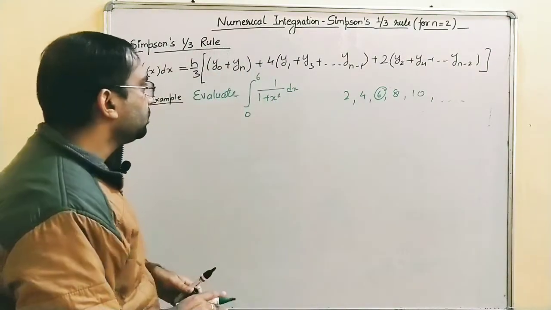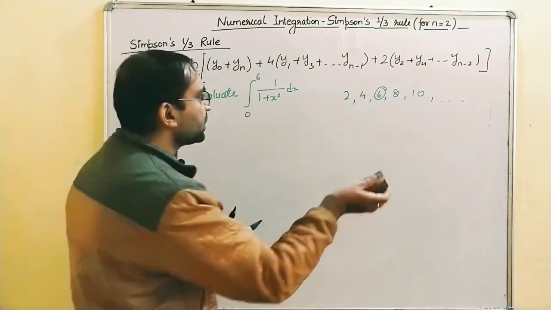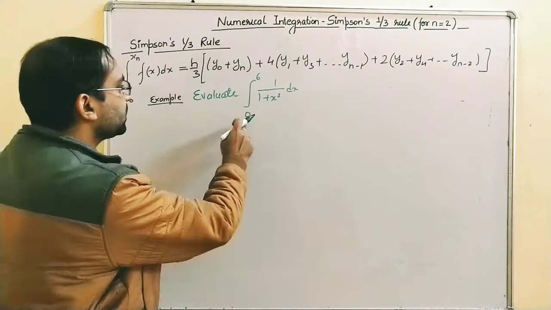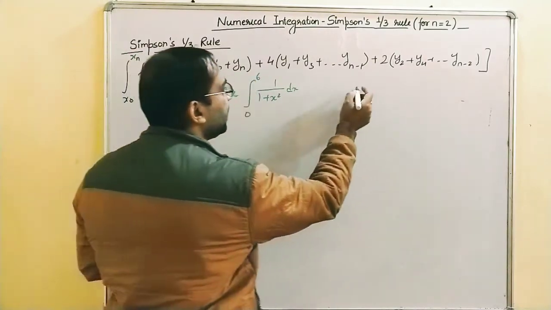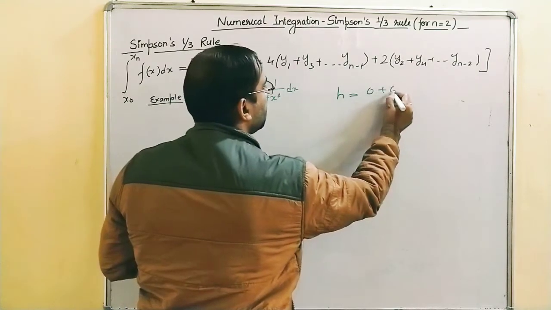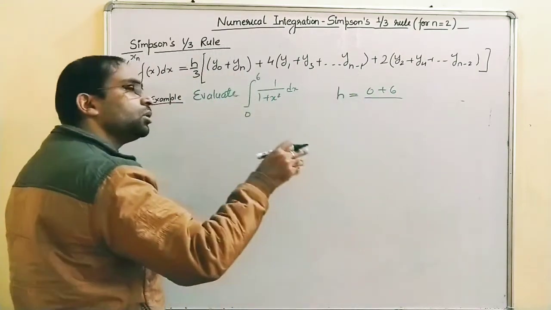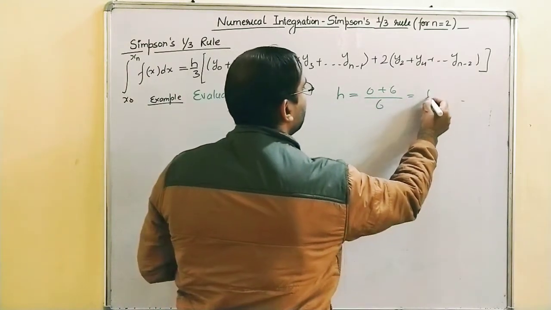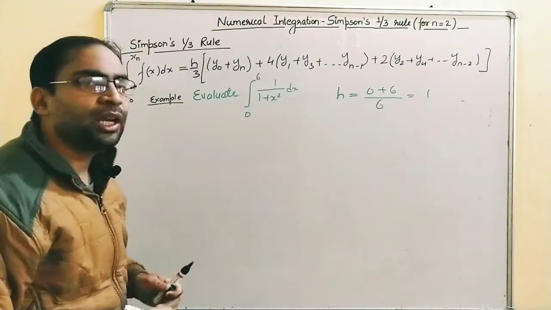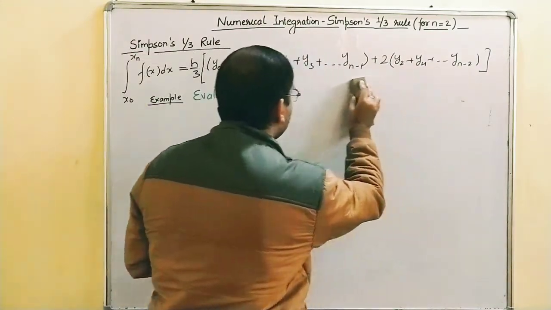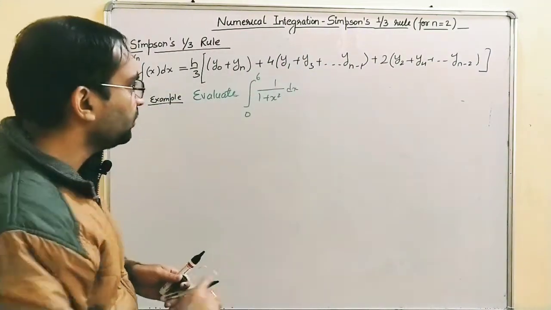So let's make the intervals. Let's make 6 intervals. As we can see, this is the lower limit and this is the upper limit. So to get h, we have 0 plus 6 upon the number of intervals we have decided. The number of intervals is 6. This will come to 1. So h is 1. Now using this h, we will generate the data set table.